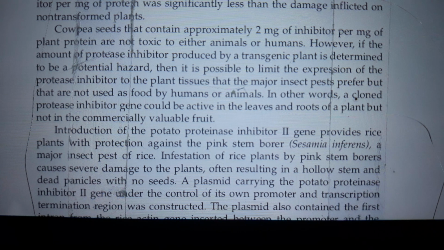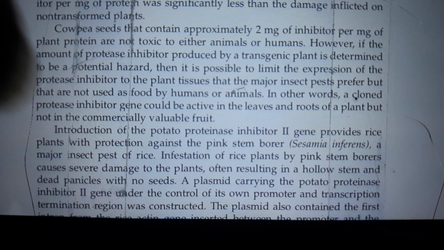Following A. tumefaciens infection, tobacco leaf discs with cells that incorporated the cloned DNA were selected for growth on kanamycin, and transgenic plants were regenerated. The damage caused by Heliothis virescens, tobacco budworm larvae, to transgenic plants that express more than 2 micrograms of cowpea trypsin inhibitor per milligram of protein was significantly less than the damage inflicted on non-transformed plants.